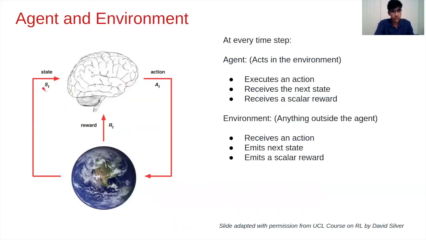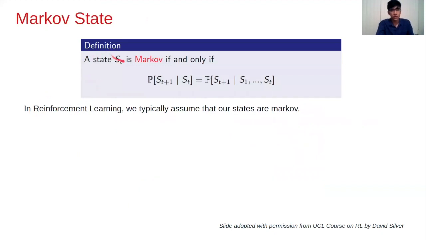I forgot to mention, state here refers to your current state. If you are in a world, maybe you can say, what is your XY coordinate? Where are you located? Anything that describes your current configuration is the state. So we have something called a Markov state. A state is called Markov if the probability of transitioning to the next state given the current state is the same as the probability of transitioning to the next state given all previous states.